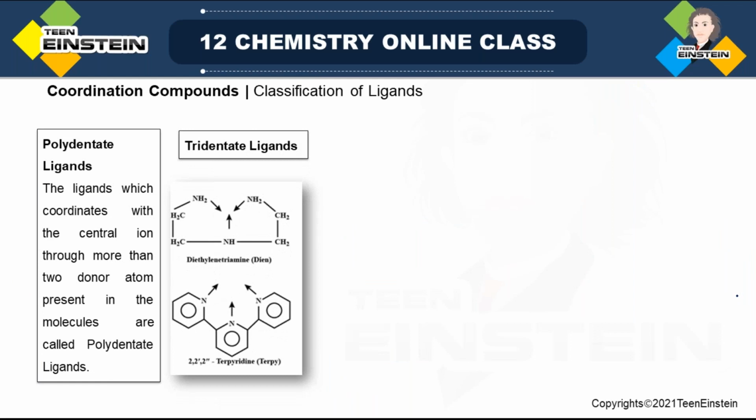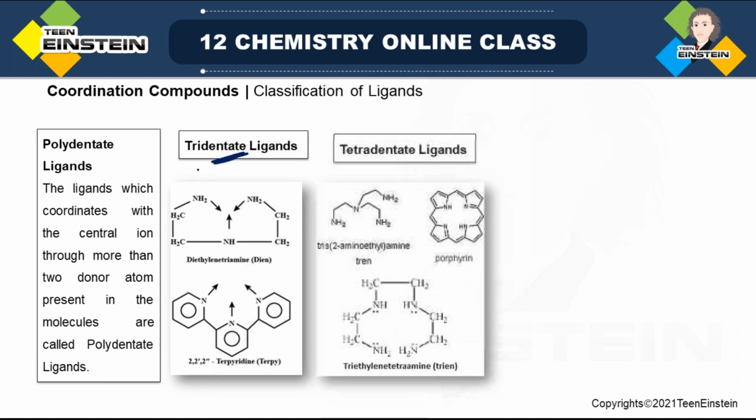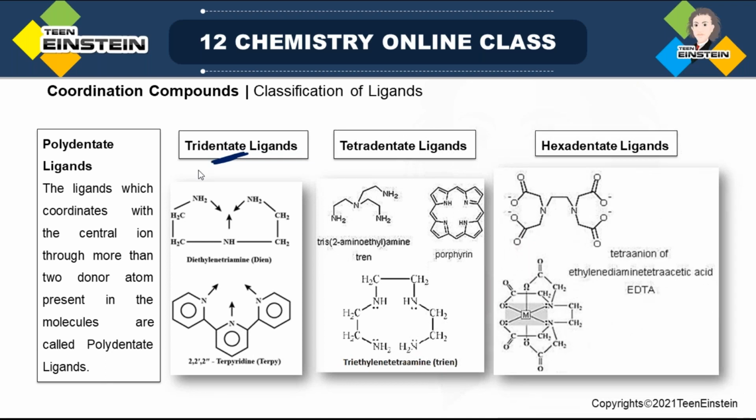Polydentate ligand means more than 2 donating sites will be there. Under this category, we have basically tridentate, then tetradentate, and hexadentate. A detailed discussion will take time, so I'll discuss it in the next class.